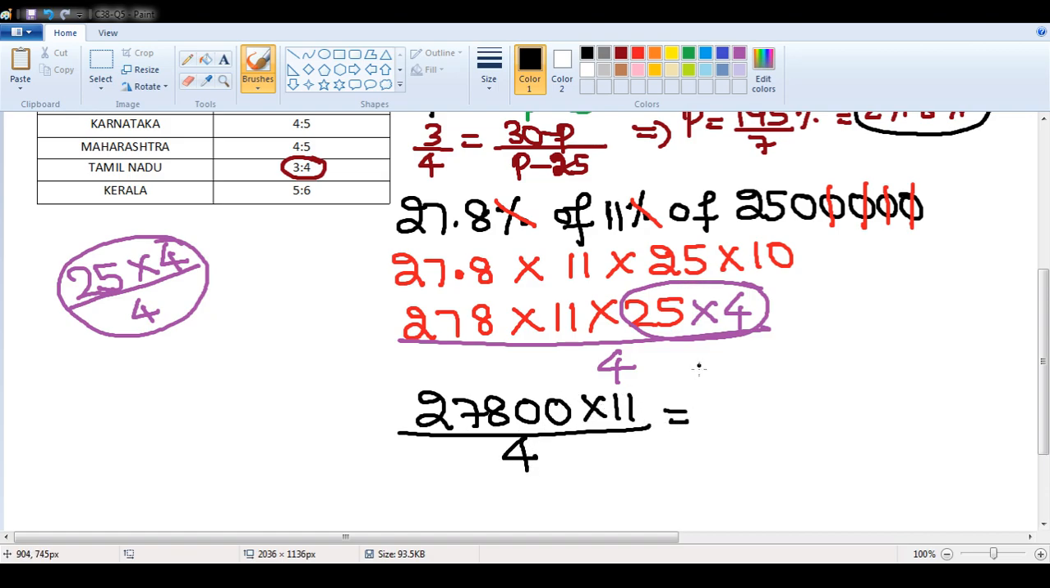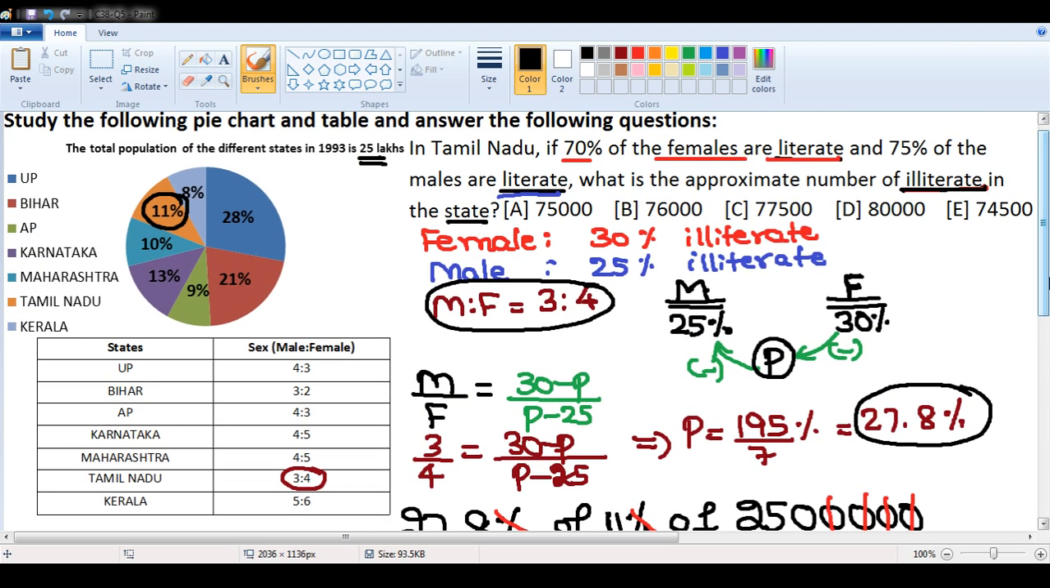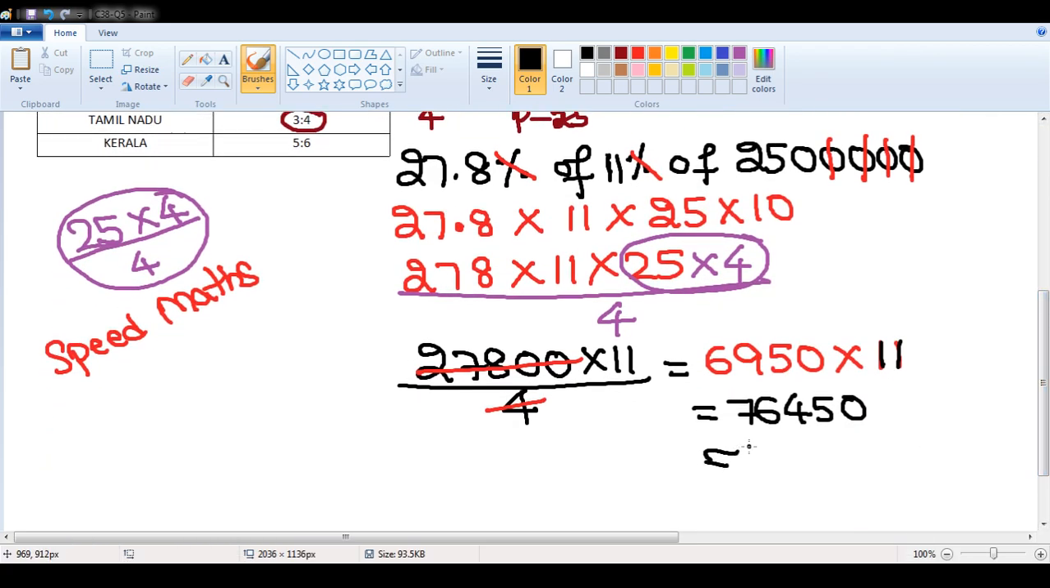Now the calculation becomes slightly easier compared to the previous case. You simplify this 27800, and it will go 6950 times into 11. And please watch our speed maths by Anil Nair video, where Anil sir has taught how to multiply numbers by series of ones so that you can multiply this fast. You will get the answer as 76450. Out of the given options, which is closer to 76450? The approximate value is 76,000, right? So the answer is approximately 76.